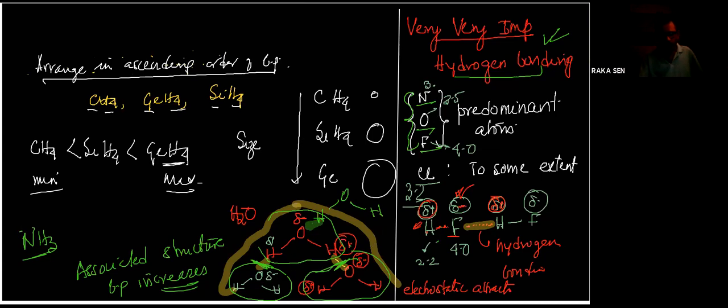HF I have shown, water I have shown, all of them have one thing in common. They have got hydrogen and an electronegative element. And when I've got a hydrogen and an electronegative element, what happens is this. Just because the element is very electronegative, it drags a lot of electrons from hydrogen towards itself. So it becomes substantially delta negative. And since a lot of electron density has been taken away from hydrogen, hydrogen becomes delta positive.